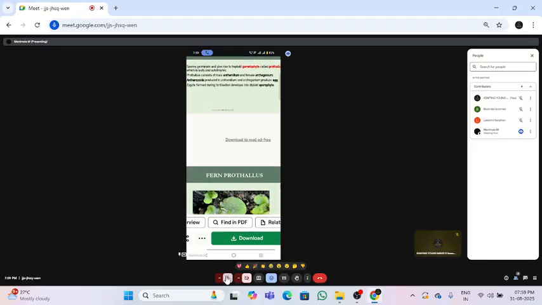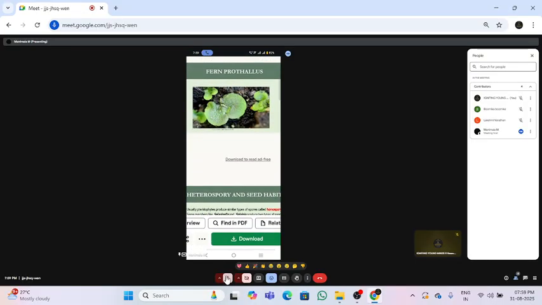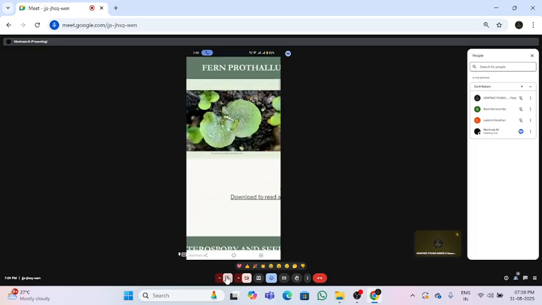The prothallus consists of male antheridium and female archegonium. The antherozoids are produced in the antheridium, and the archegonium will produce the egg. So the antheridium will produce antherozoids, or sperm, and the archegonium will produce the egg. When the antherozoid and egg fuse together, we get a zygote during fertilization, which develops into a diploid sporophyte. So this is the prothallus.